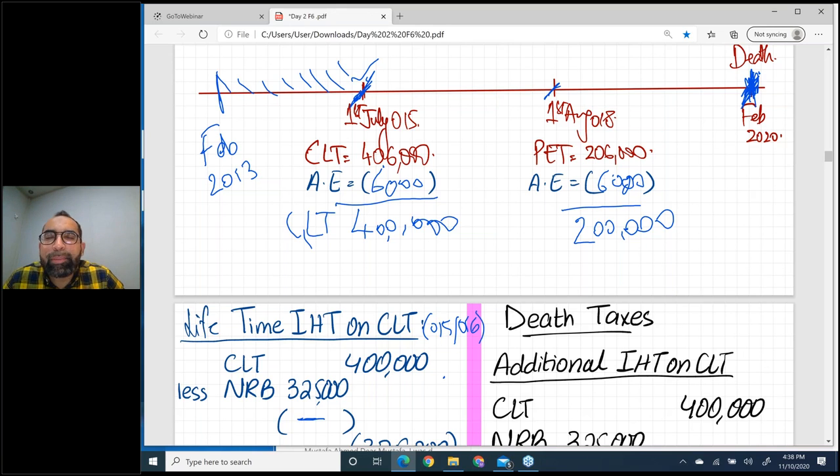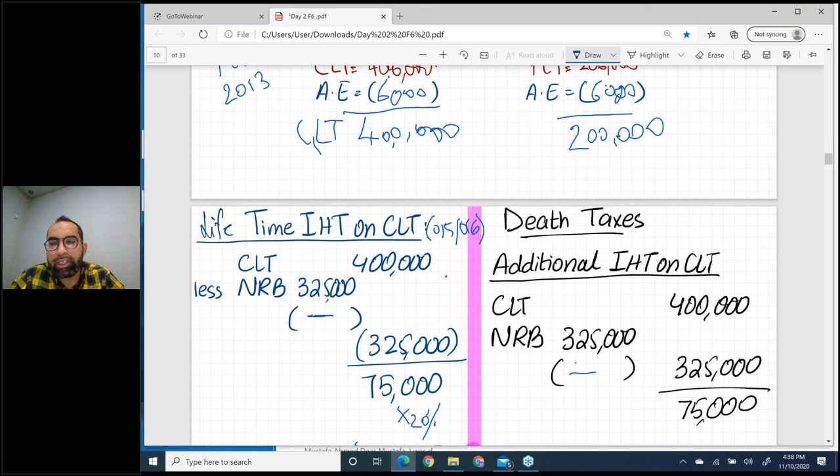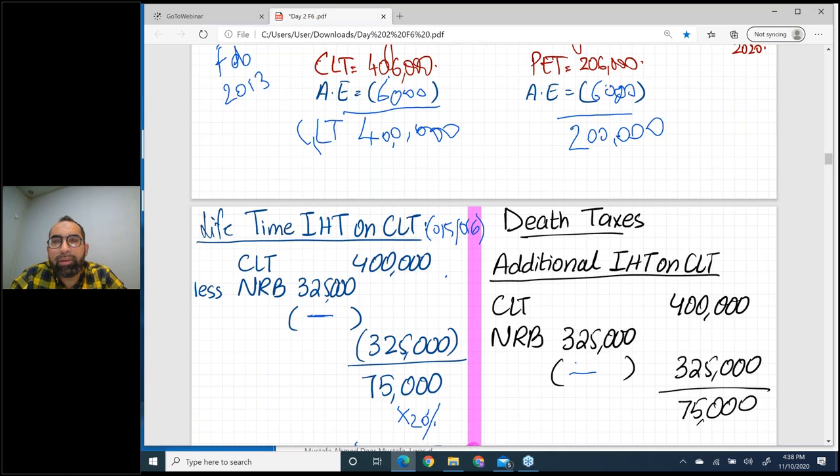Again, your total NRB is unused, and you can easily use it. So there is no reduction. You will be using the complete NRB of 325,000. So 4 lakh less 325,000 will give you 75,000.